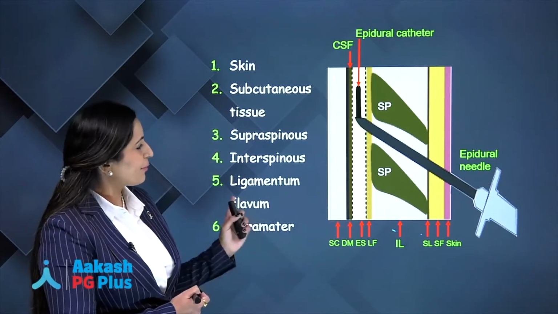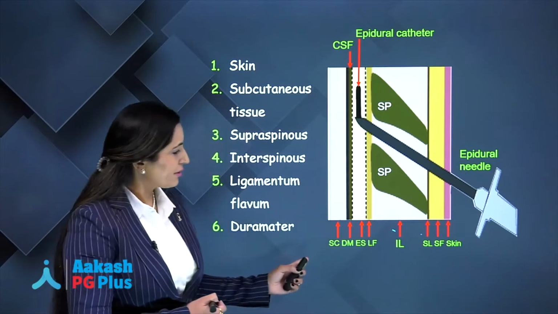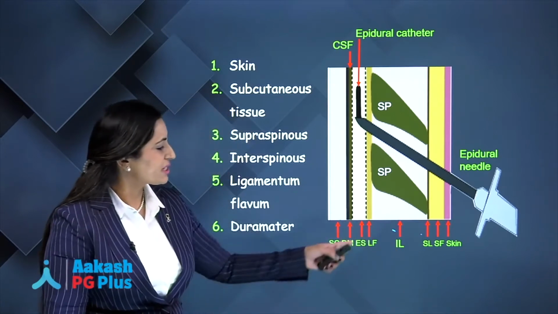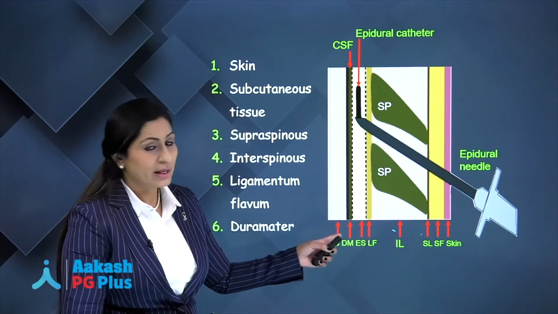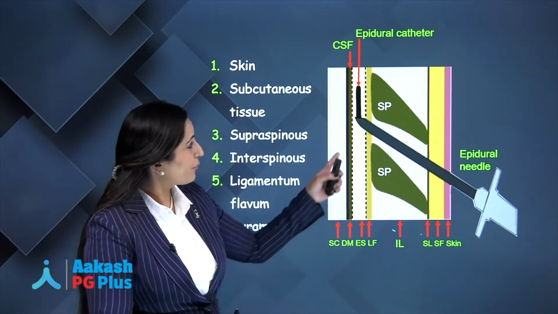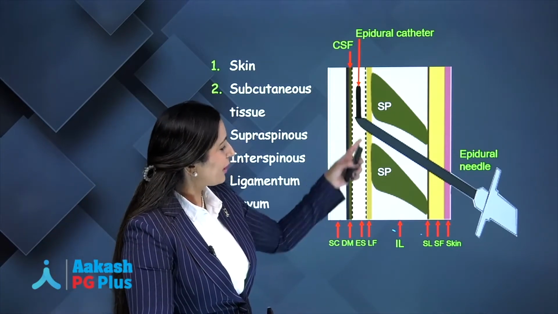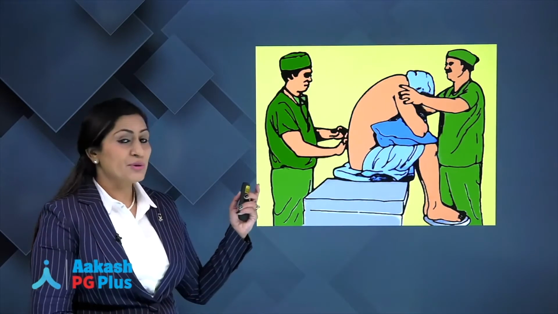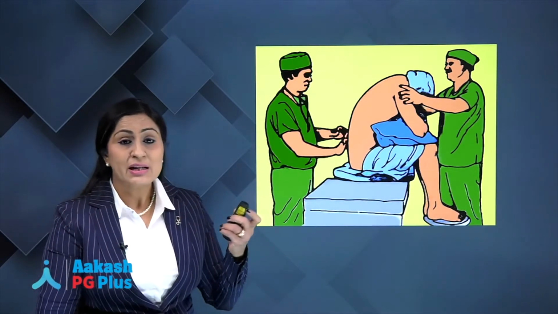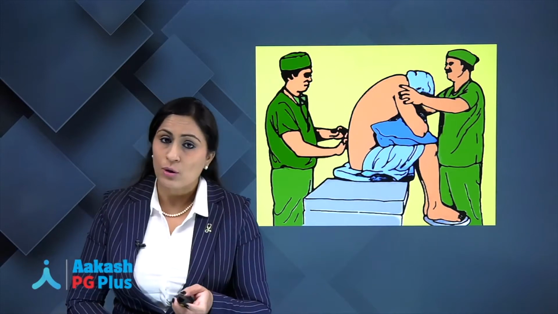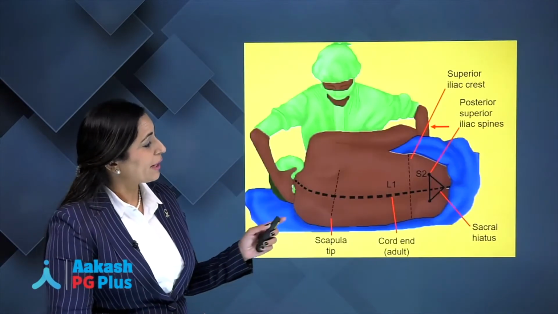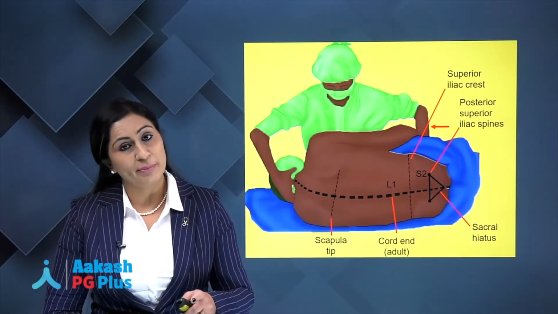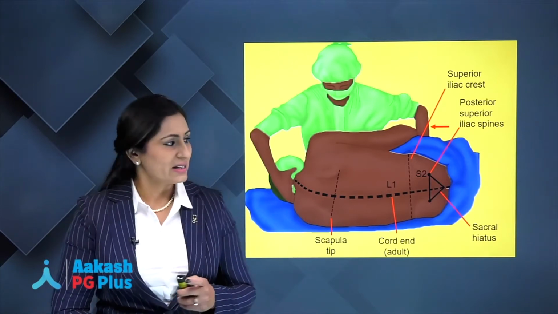So the structures that are pierced from posterior to anterior are skin, subcutaneous fascia, supraspinous ligaments, interspinous ligaments, ligamentum flavum, epidural space, and then the dura mater. Obviously, when we are putting in the epidural catheter, we will not pierce the dura. Great. So this is the position in which we are putting the central neuraxial block, that is epidural or spinal. Sitting position, or it can be lateral position also, okay, maybe a right lateral or the left lateral depending on the convenience of the anesthetist.